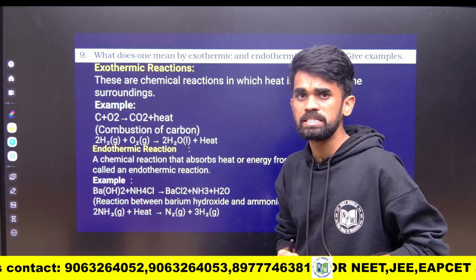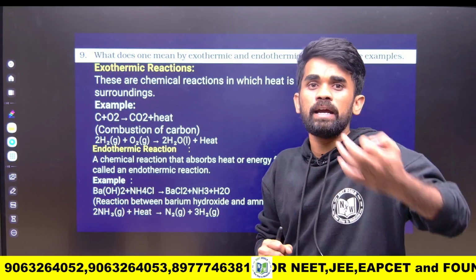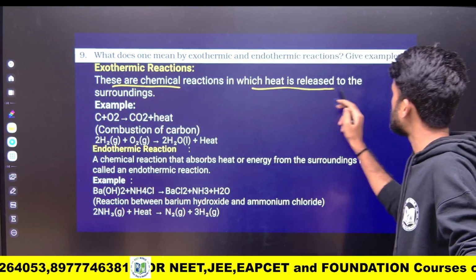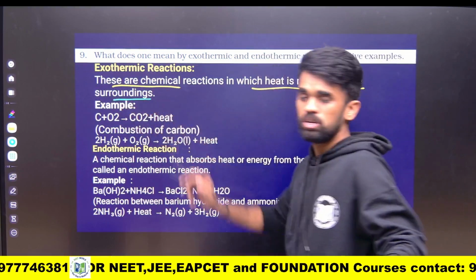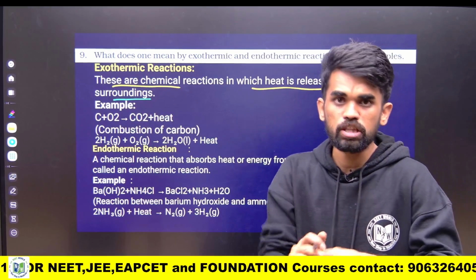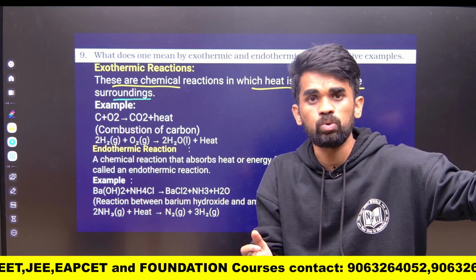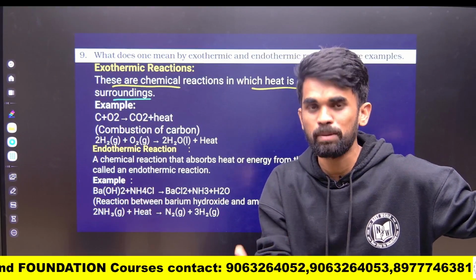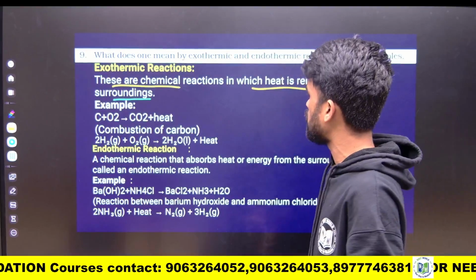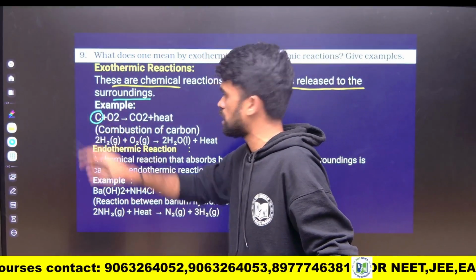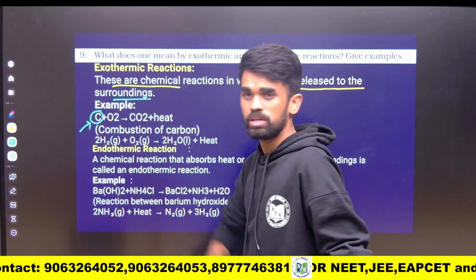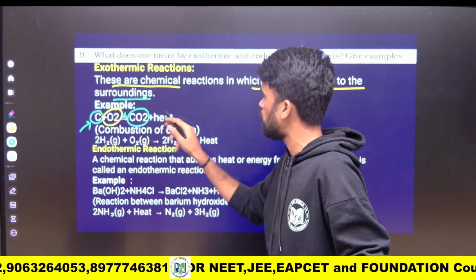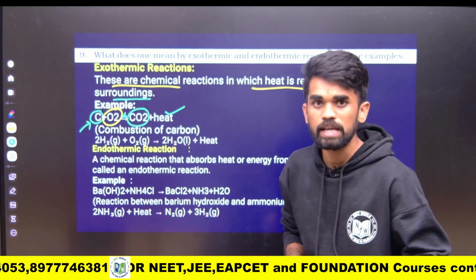So those reactions in which heat is liberated during the reaction process, these chemical reactions in which heat is released to the surroundings. If we are doing a chemical reaction, and during the process heat is released out of that reaction, we can say those processes are exothermic processes, or those reactions are exothermic reactions. For example, combustion of fuels or combustion of carbon. Look here, upon treating with oxygen, upon heating it forms CO2 and some heat is liberated. So this is an exothermic process.